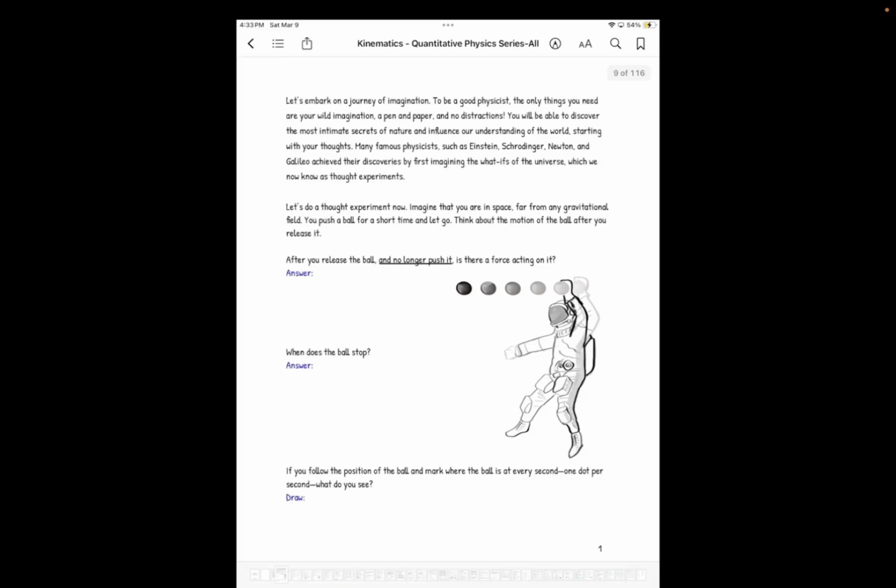Imagine you're in space far from any gravitational field. You push a ball for a short time and let go. Think about the motion of the ball after you release it. After you release the ball and no longer push it, is there a force acting on it?